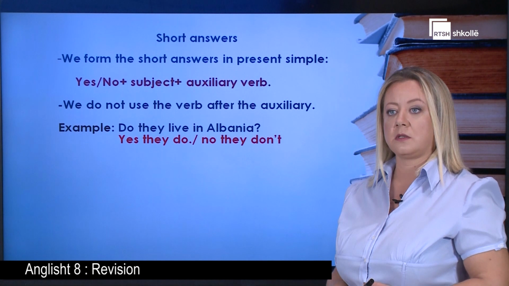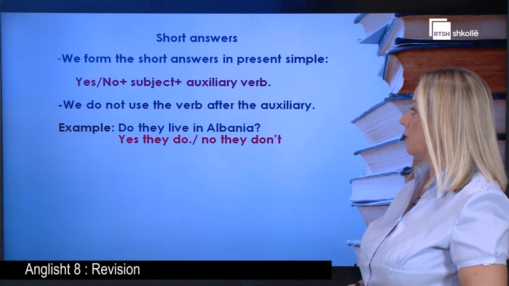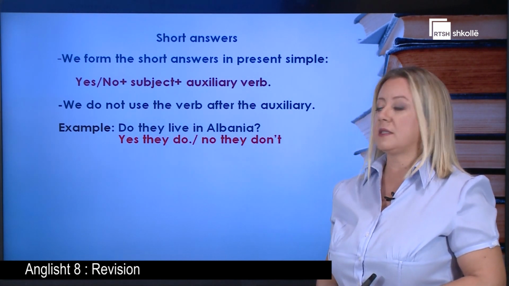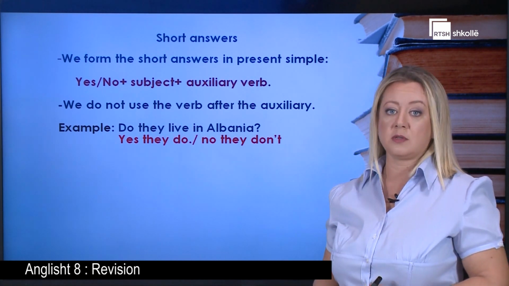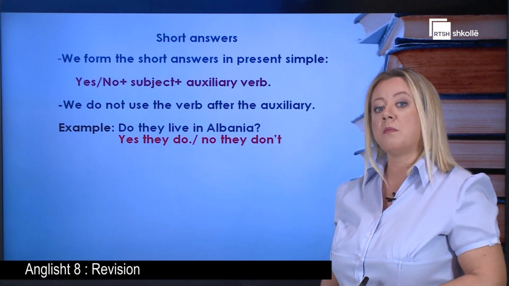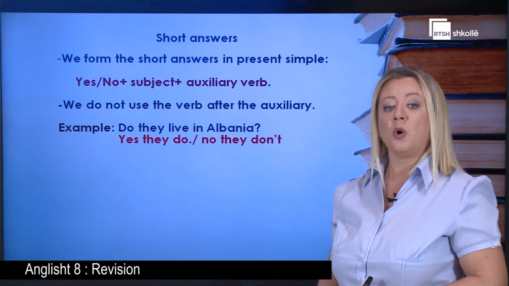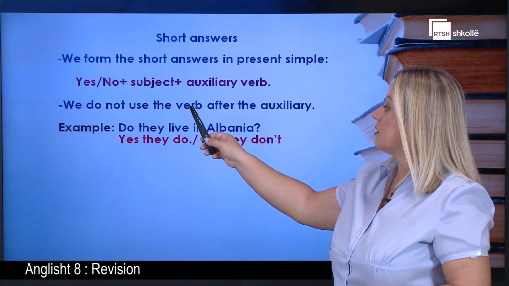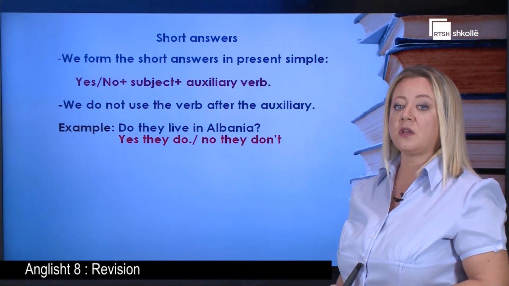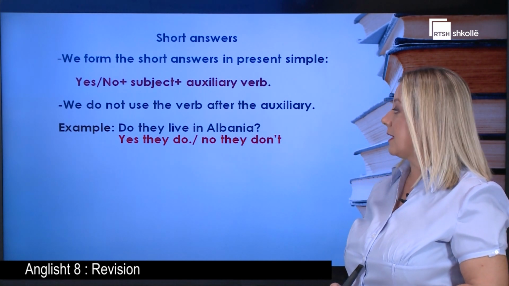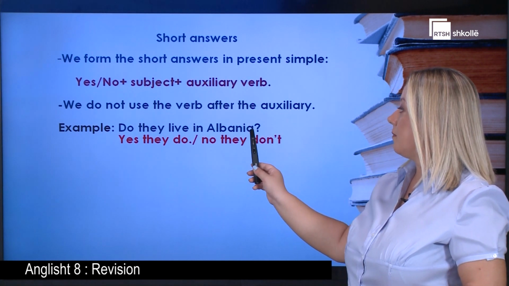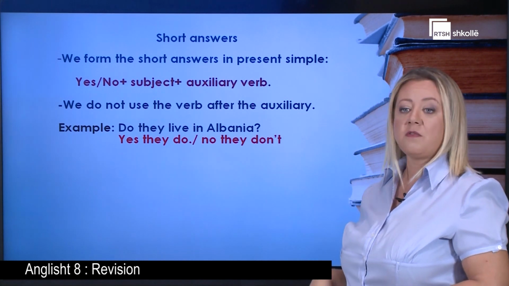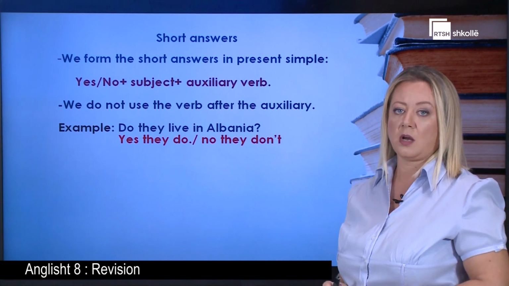The short answers. How do we form them? We form them with yes or no plus the subject, and then we add the auxiliary verb. Again, mind that we do not use the whole sentence when we answer. We do not use the verb either after the auxiliary. For example, do they live in Albania? The positive answer would be yes, they do. And the negative one would be no, they don't.